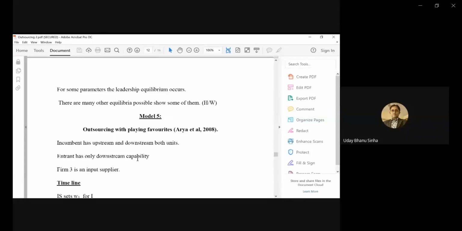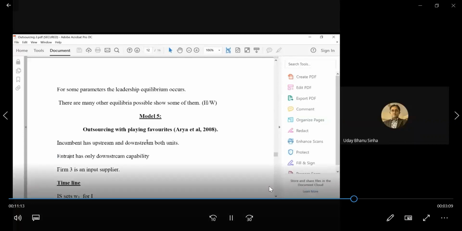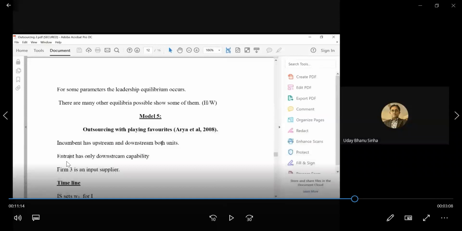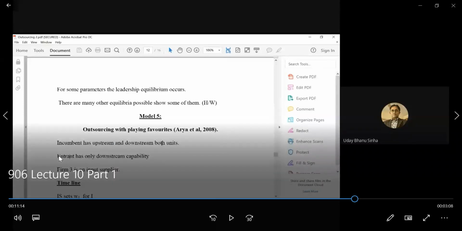Again, I will stick to the same setup. Firm 3 is the input supplier. Now in place of firm 2, I'm thinking that firm 2 is actually an entrant which is entering late. There is an incumbent, which is firm 1, already in the market, and this incumbent has both upstream and downstream. So the structure is exactly the same as the previous one. In terms of capability, firm 1 has both upstream and downstream, and the entrant has only downstream capability like the previous model, but it enters late.